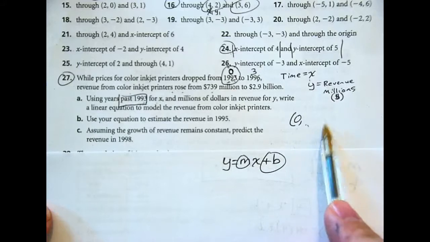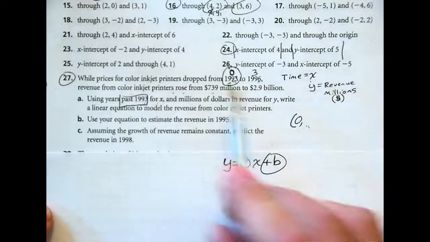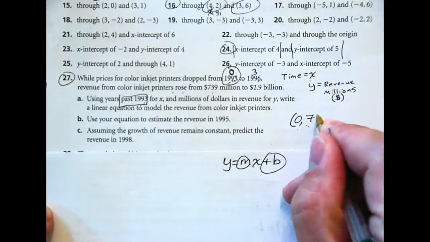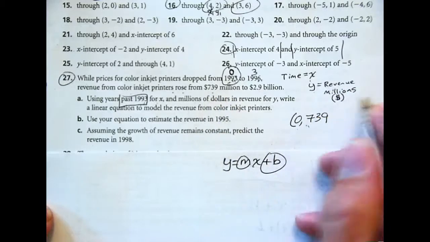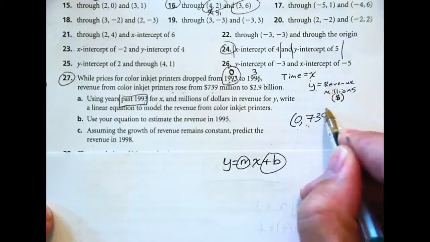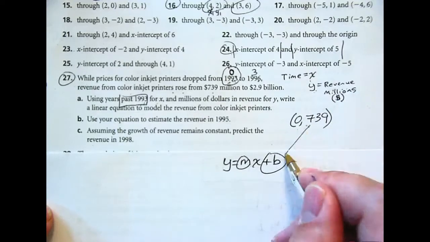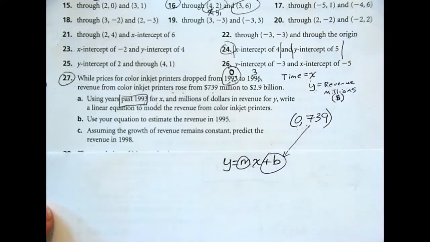What does our y stand for? Revenue. Yeah, y is revenue. The revenue in 93 is 739 million. Now, do I need to put the million? No, because we're defining y in terms of millions. That's a coordinate. As Claudia said, that's your y-intercept. Why? Because x is 0 there. That's good. We like that. We know b. How many knew that? Okay, now you do.